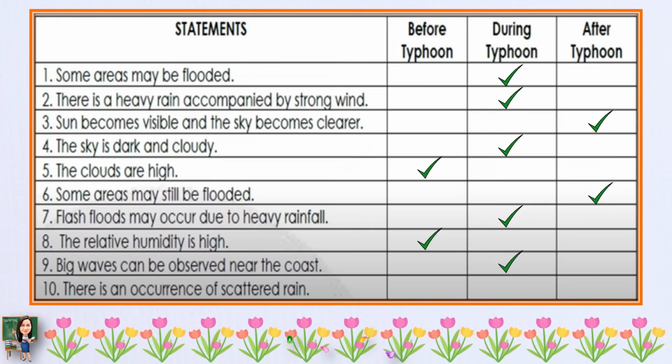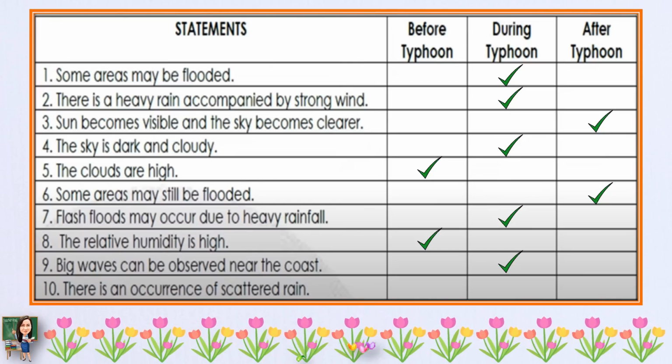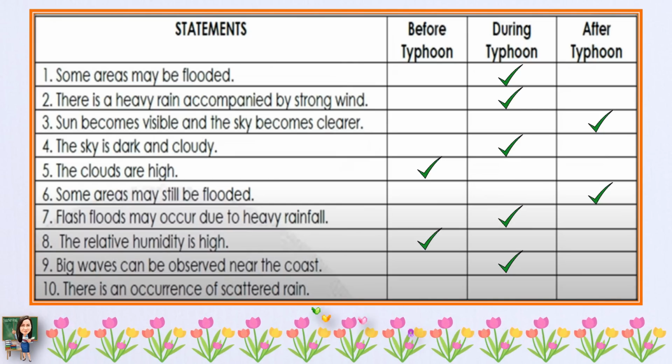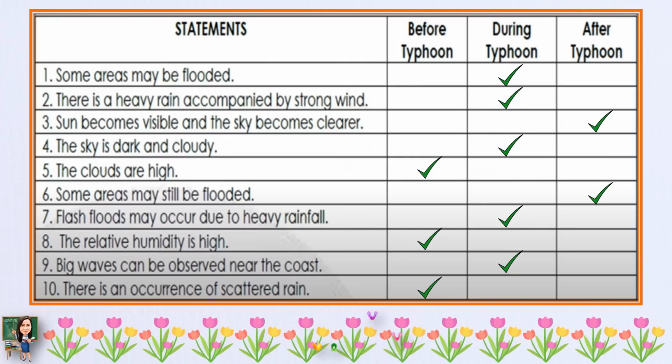And number 10, there is an occurrence of scattered rain. Is it before, during, or after typhoon? Very good. The answer is before typhoon.